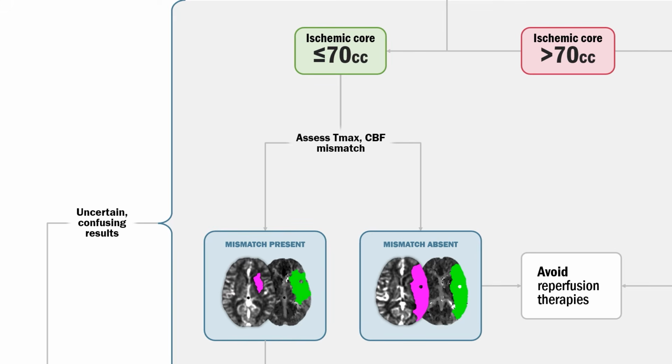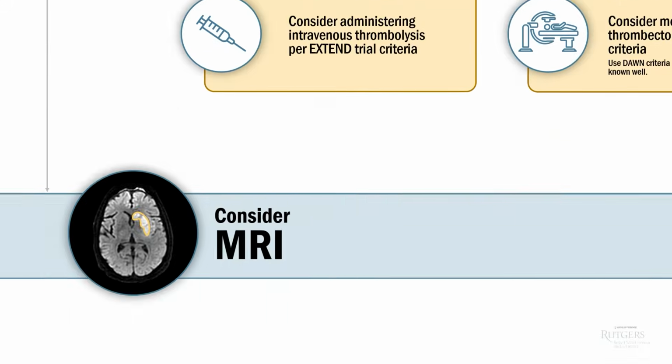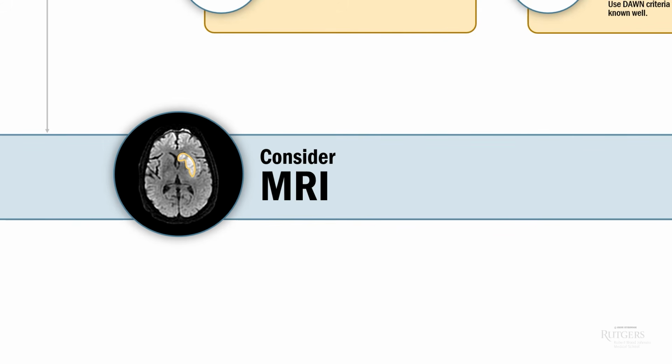And finally, if this process yields uncertain or confusing results, the ischemic core can always be evaluated more accurately with the gold standard diffusion-weighted imaging MRI.